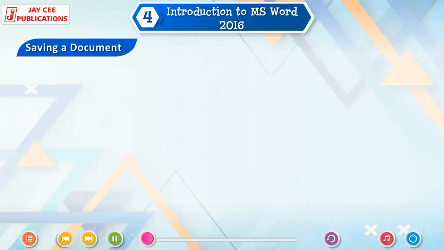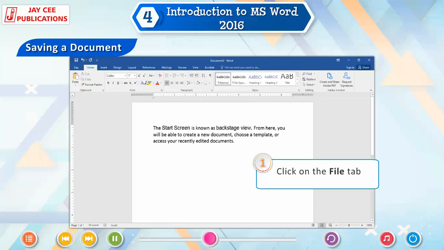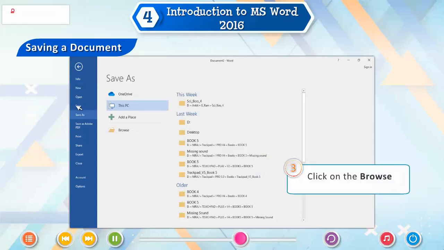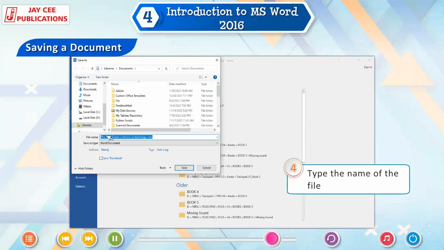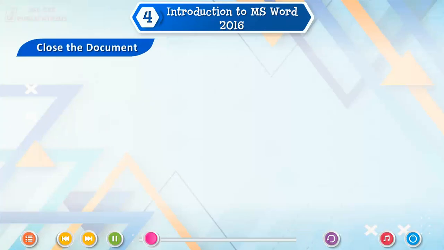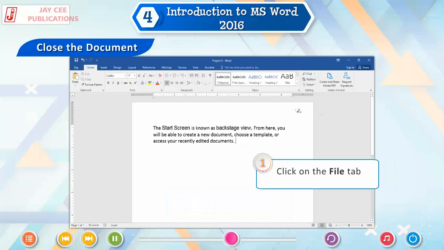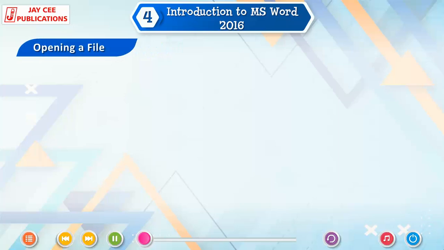Saving a document. Save command is used to save a document in Word. Follow the given steps to save a document. 1. Click on the File tab. 2. Click on Save. 3. Click on the Browse. 4. Type the name of the file. 5. Click on Save button. Close the document. Follow the given steps to close the document. Click on the File tab. Click on the Close.